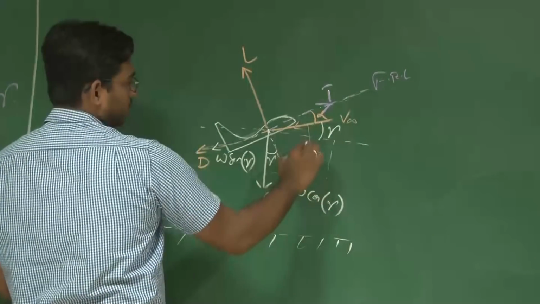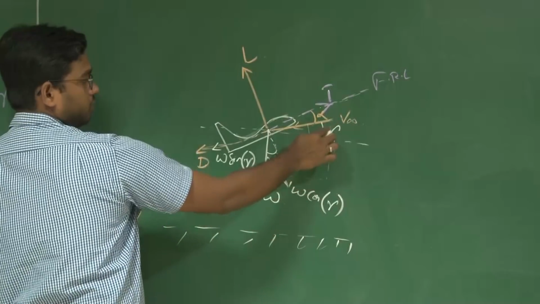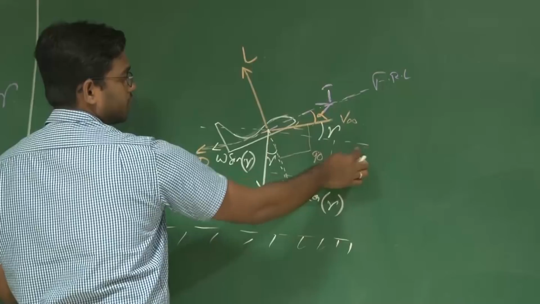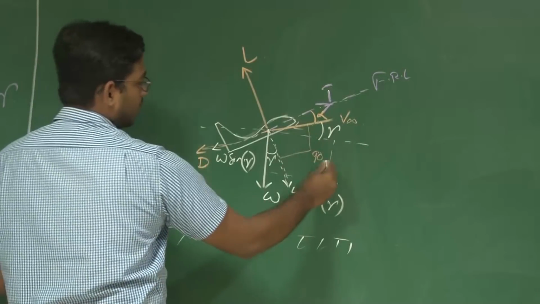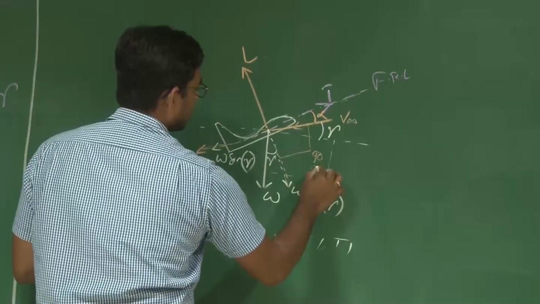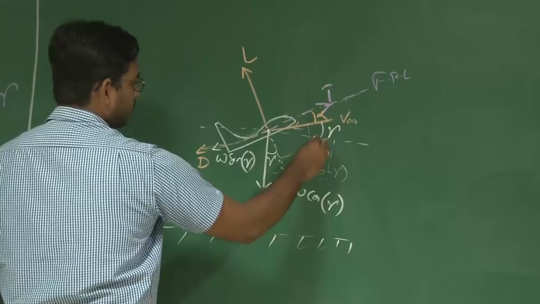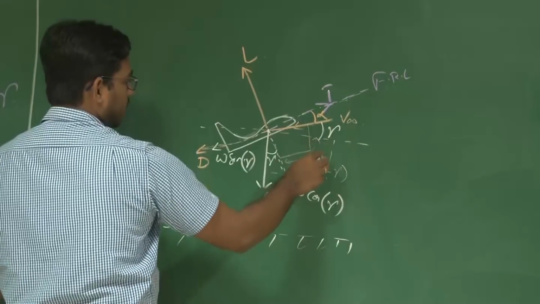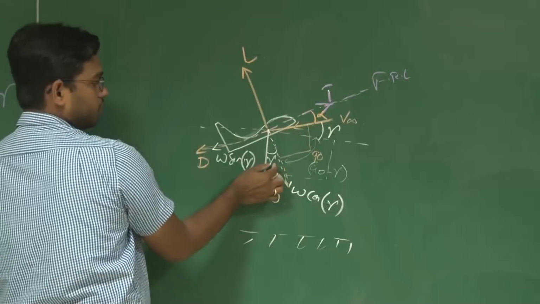Okay. But this angle is gamma. The V infinity makes an angle gamma with respect to local horizontal. So what about this angle? 90 minus gamma. So this particular portion is 90 minus gamma, and this is 90 degrees. So 90 minus gamma will give you gamma.